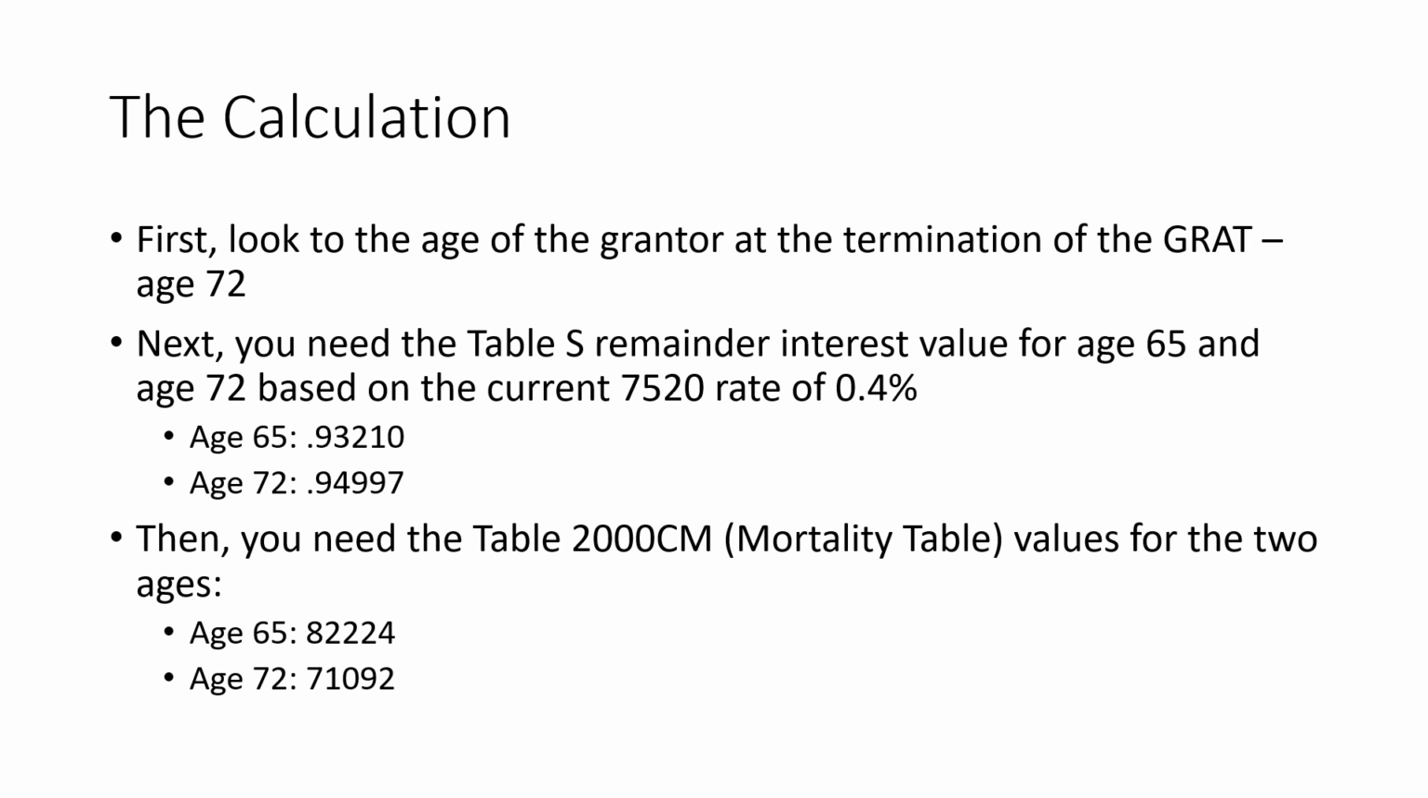Now, because this isn't a term of a lifetime interest, because there's a term of years involved as well, we have to add in the Table 2000 CM mortality table, which determines the probability of death at various ages. 1 minus this factor determines the probability of death. So at age 65 and age 72, we've included those probabilities here.